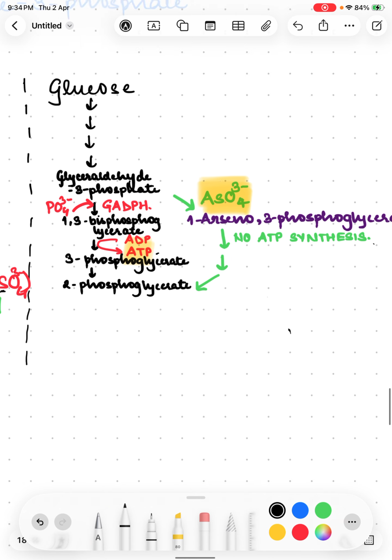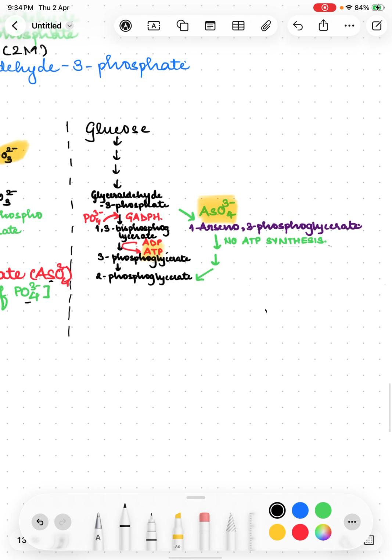Now let us see what will happen if arsenate is attached instead of phosphate. During glycolysis, as we have seen, glucose gets converted into glyceraldehyde 3 phosphate, and when phosphate is attached, this glyceraldehyde 3 phosphate gets converted into 1,3-bisphosphoglycerate. When this 1,3-bisphosphoglycerate gets converted into 3-phosphoglycerate, one molecule of ATP is synthesized, which we will see in further reactions, and ultimately this 3-phosphoglycerate gets converted into 2-phosphoglycerate, and so on.